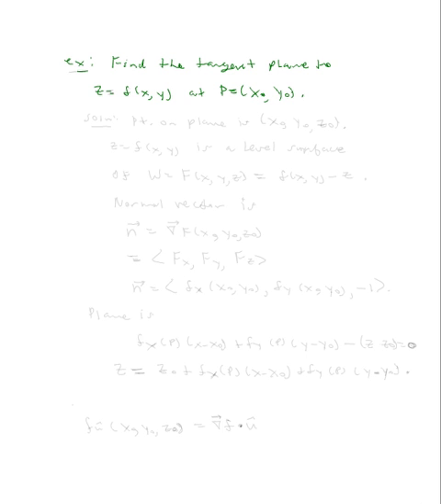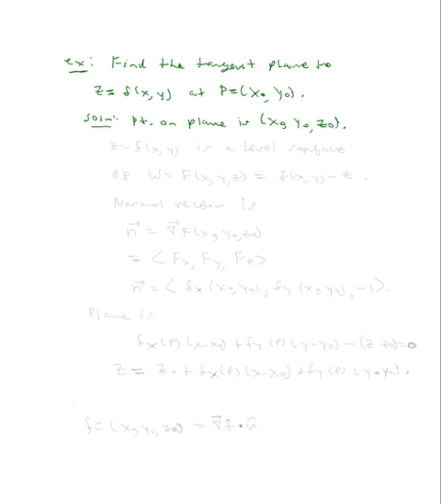Well, we know that to find a plane, we need a point and a normal vector. Our tangent plane that we're looking for touches the surface z equals f of x, y at the point x sub 0, y sub 0, and z sub 0. Let's call this the solution. So our known point on the plane that we're looking for is x sub 0, y sub 0, and z sub 0.